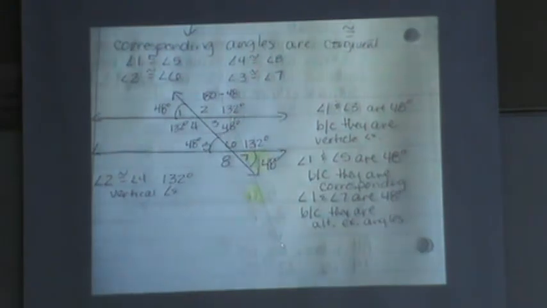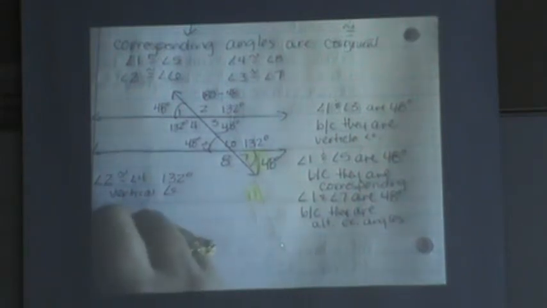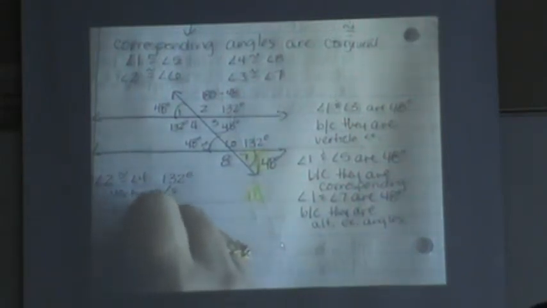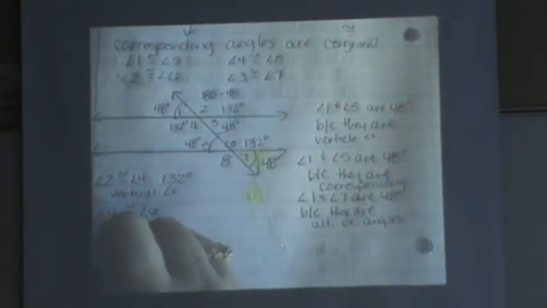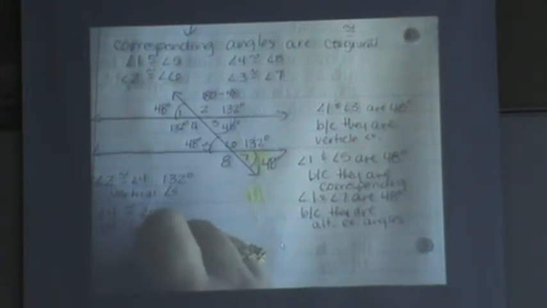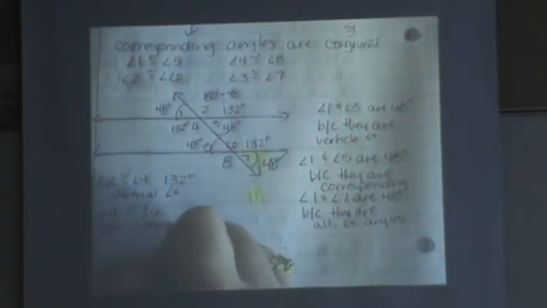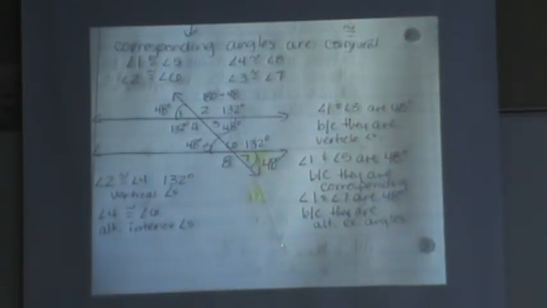What about 4 and 6? The alternate interior parallel angles. Good, good. Let's work on our words a little. Angle 4 is congruent to angle 6, and you're dead on. They are alternate interior angles.